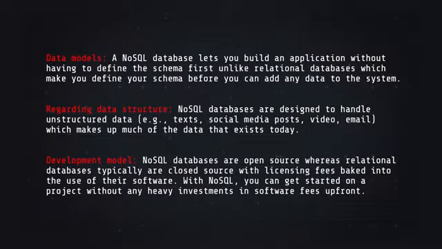Well, NoSQL databases differ from relational technology in three main areas: data models, data structure, and development model. In the case of data models, a NoSQL database lets you build an application without having to define the schema first, unlike relational databases. Regarding data structure, NoSQL databases are designed to handle unstructured data such as text, social media posts, video, or email, which make up much of the data that exists today.